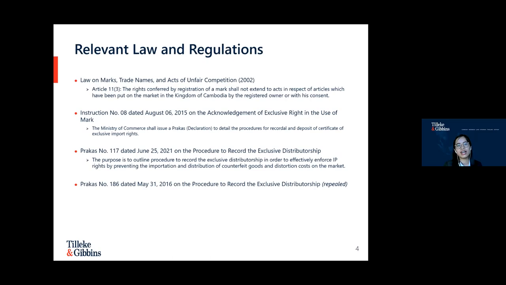Because of this provision, the Ministry of Commerce was instructed in 2015 to issue a Prakas, like internal declarations, to detail the procedure on recording and deposit of the certificate of exclusive import rights. That is why in 2016, Prakas number 186 was issued by the Ministry of Commerce to set out the procedure to record exclusive distributorship. By the way, this Prakas has already been repealed and replaced by a new one, Prakas number 117 in 2021, which also outlines the detailed procedure to record the exclusive distributorship agreement.